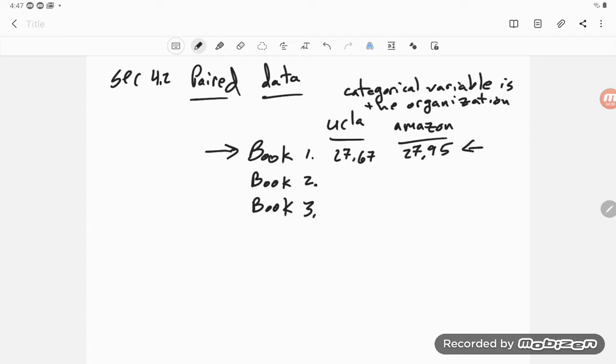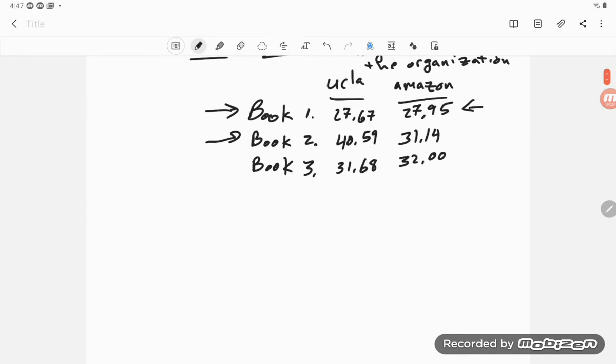On the other hand, another book, now I'll use their numbers, 40.59 and 31.14. And I'll go to book 3 here, 31.68 and 32.00. This is another book, and so I would expect their prices to be similar. Now, it's pretty amazing, the first two are very different. To me, they seem very different in price, but the other two books don't.